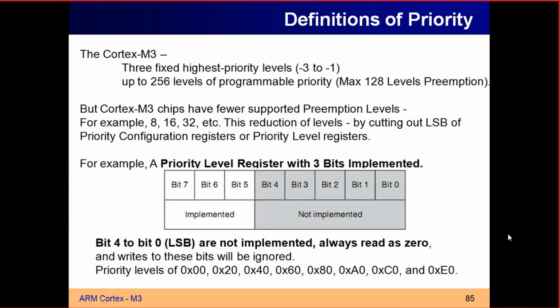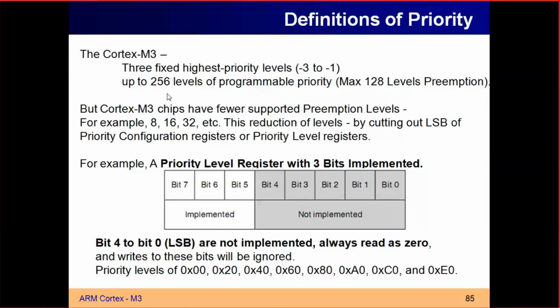Here we are going to see a concept known as priority level and sub-priority level. In Cortex M3, we already know that there are fixed high priority interrupts, shown with negative numbers, that you cannot change.